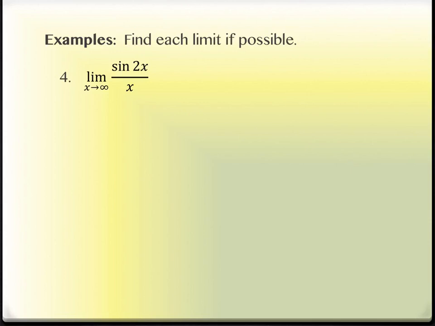It's getting infinitely large. It's increasing, right? So if you have something that's bouncing up and down between 1 and negative 1, and you have the denominator that's getting increasingly large, so you're dividing by 100, you're dividing by 1,000, what's going to happen? Can you picture it?